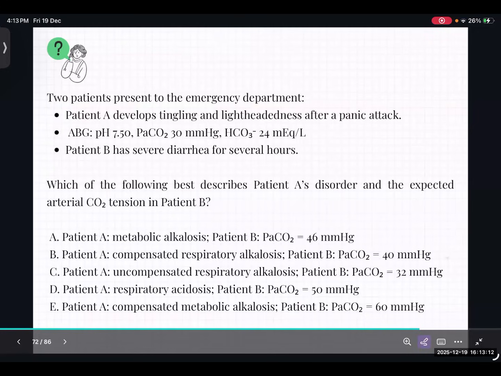There are two patients that presented to the emergency department. Patient A has lightheadedness after a panic attack. The pH level of his blood was 7.5, CO2 was 30, and the bicarbonates were 24.